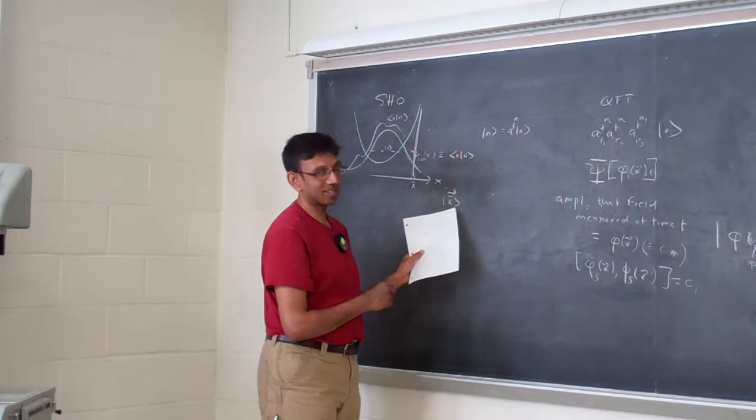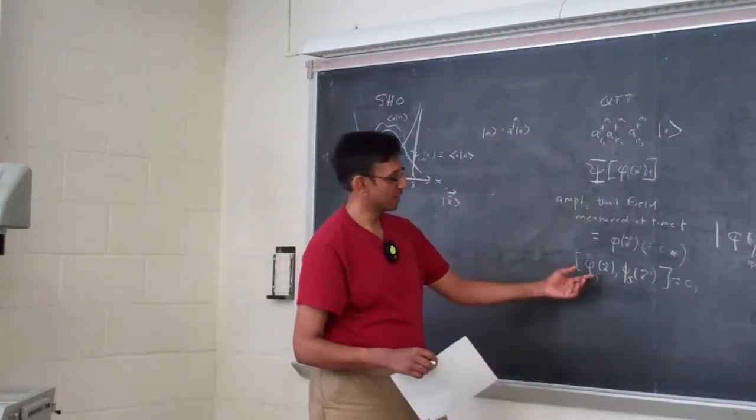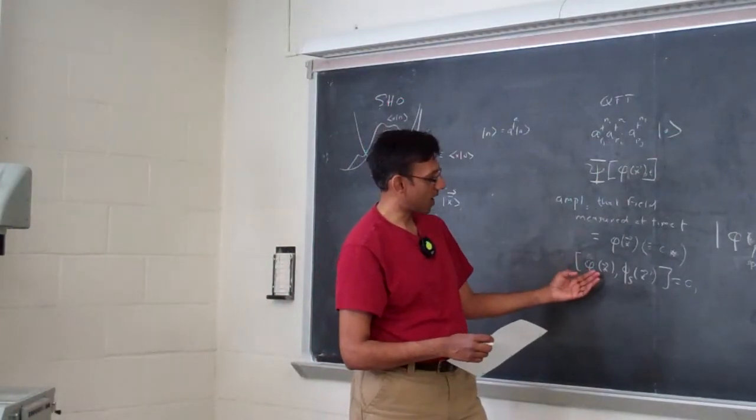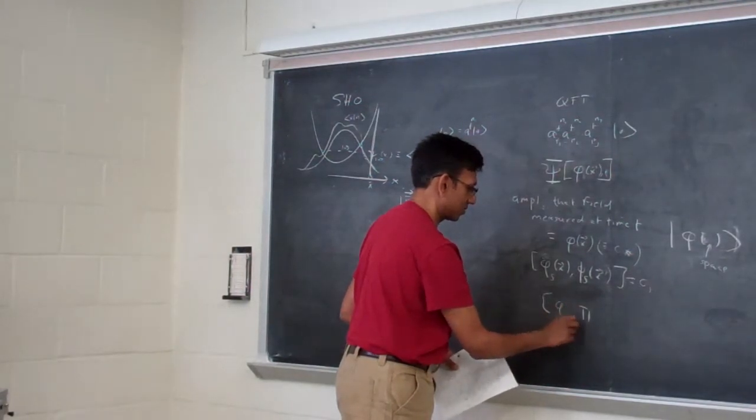Because it's only x that doesn't commute with momentum. It commutes with other components of x. Similarly here, the phi does not commute with pi as a Schrodinger operator.